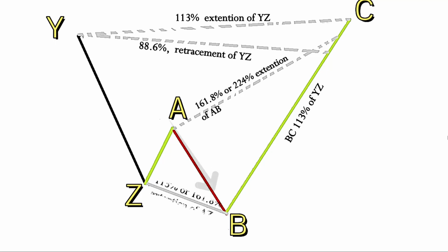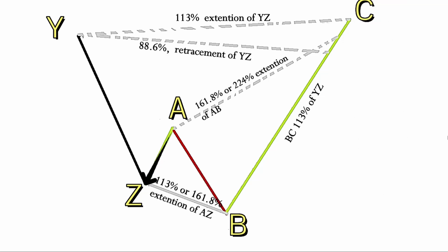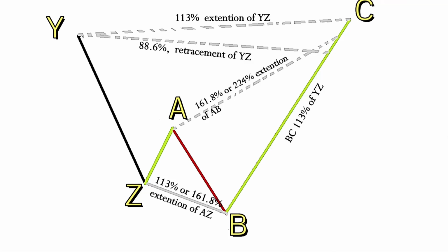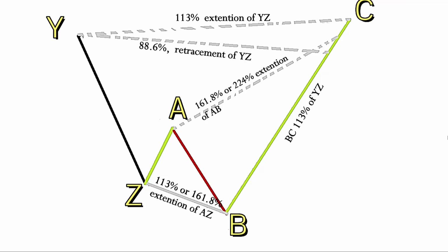The AB leg should show a retracement between 1.13 and 1.618 of the ZA leg. The BC leg will be 1.13 of the YZ leg. The CD leg targets 0.500 of the golden ratio retracement of the BC leg. All shark pattern trades are taken based on point C, with point D used as a predefined profit target.